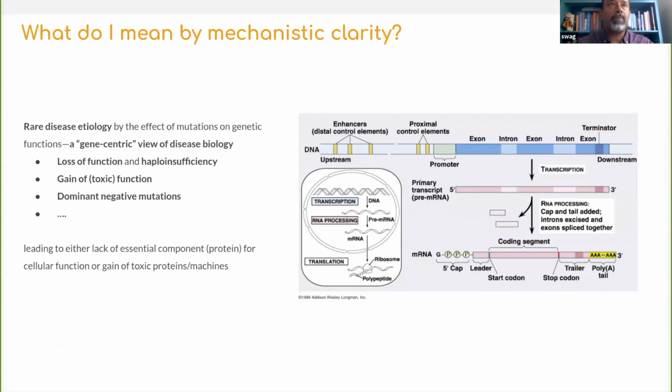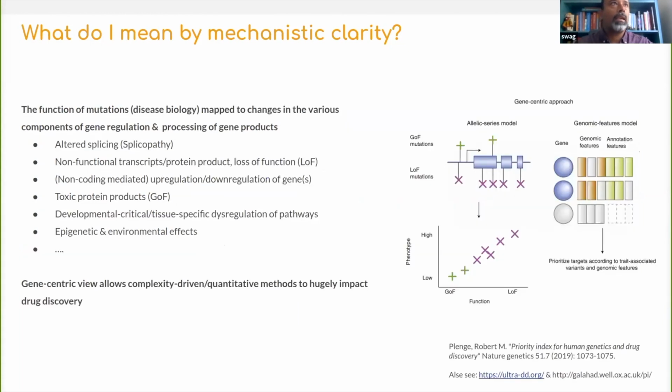So just to be on the same page, what I mean by mechanistic clarity is it's pretty simple. It's just rare disease etiology is understood by the effect of the mutation on genetic function, a gene-centric view, which says the disease biology is because of XYZ, a loss of function or haploinsufficiency, gain of toxic function, dominant negative mutation, and basically leading to the lack of a functionality of a particular molecular biology machine. And another way of looking at it is by the impact of these mutations on the phenotype of interest.